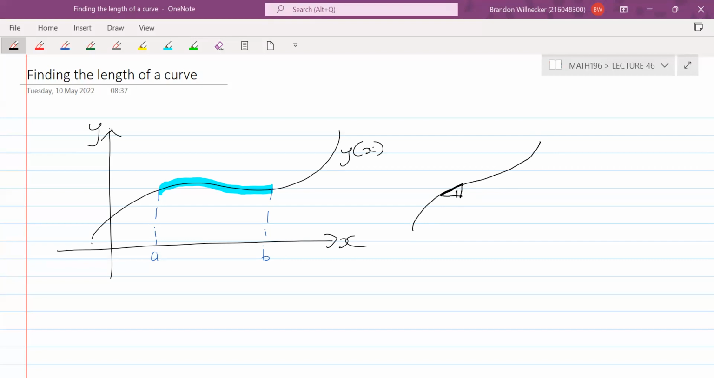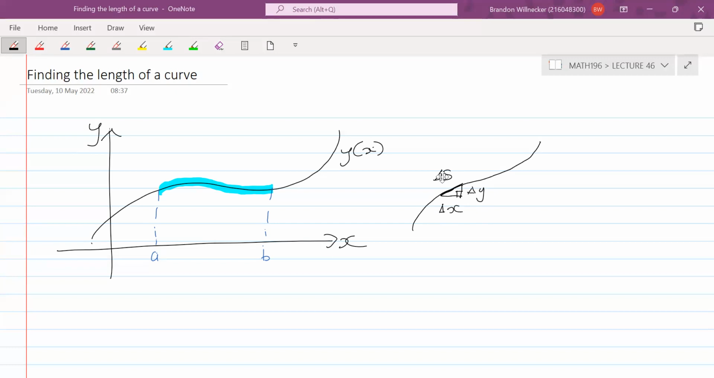Okay, so we've got a little triangle here where along the horizontal, we've moved a little bit in the x direction. So let's call that delta x. And then along the vertical, we've moved a little bit in the y direction. Let's call that delta y. Okay, now, since these lines are perpendicular, we get ourselves a right angle triangle with a hypotenuse. Let's call that delta s.